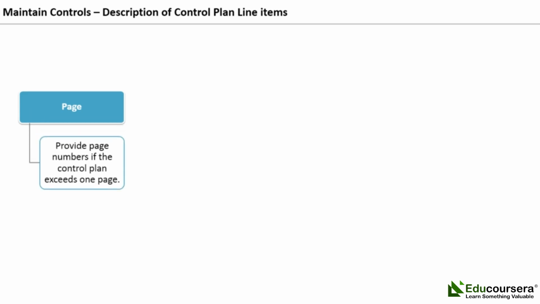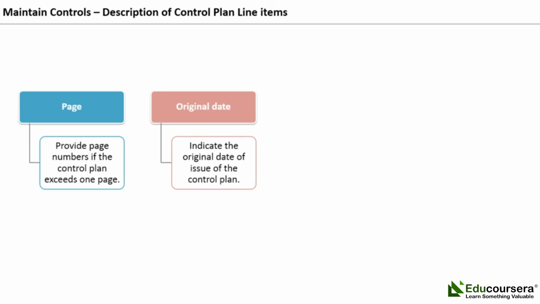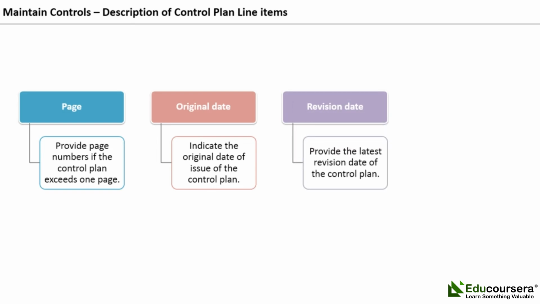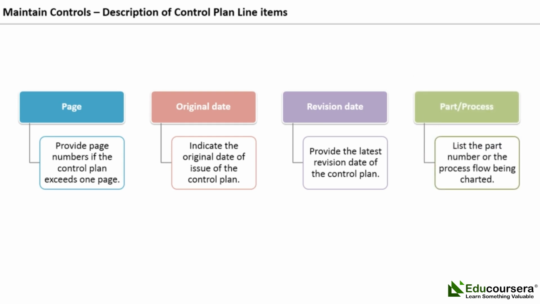Page. Provide page numbers if the control plan exceeds 1 page. The examples shown in this description are brief. Control plans may run up to 20 pages. Original date. Indicate the original date of issue of the control plan. Revision date. Provide the latest revision date of the control plan. Part process. List the part number or the process flow being charted.